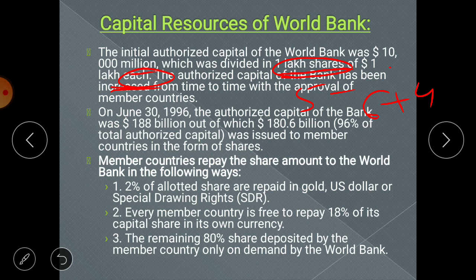So the authorized capital of World Bank is $10,000 million, divided into 1 lakh shares of 1 lakh dollars each. The authorized capital of the bank has been increased from time to time with the approval of member countries. Initially, there were fewer members in the World Bank, so fewer needs were there. But as the member countries increased, their needs also increased, and due to that reason, they collectively gave consent for increasing the authorized capital of World Bank from time to time.